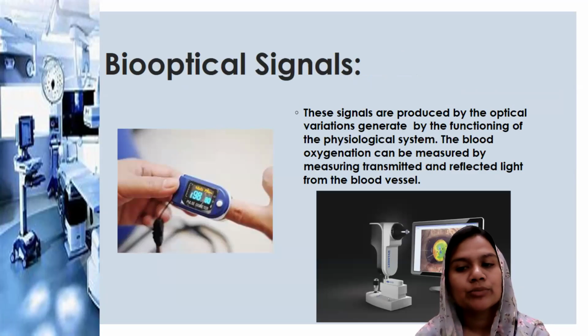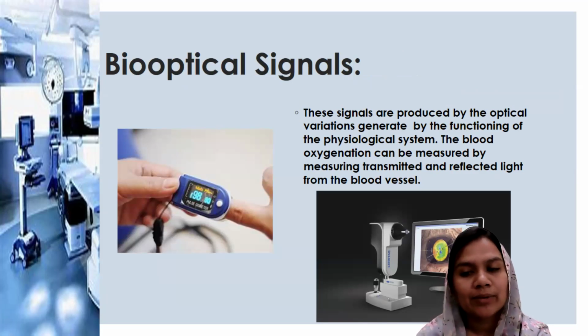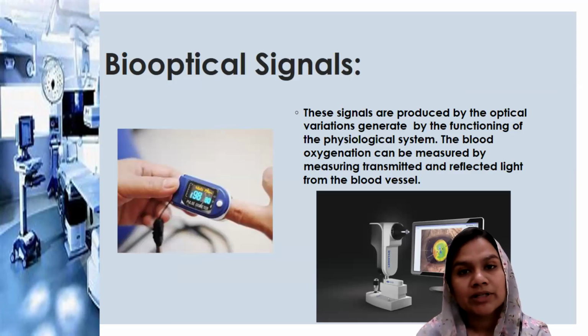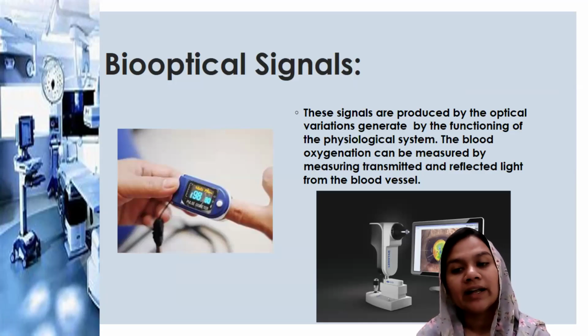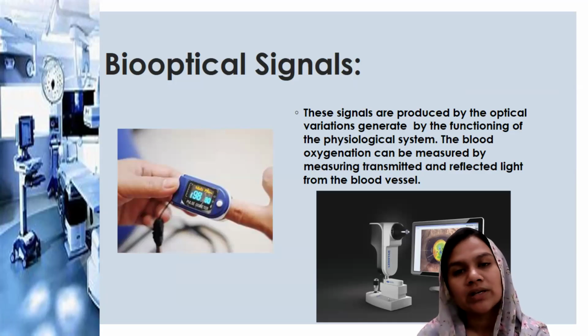These signals are produced by optical variation generated by the functions of physiological systems. One example is that the blood oxygen level can be measured by transmitting light, and the reflected light from the blood vessels is measured, and this shows the exact value of the oxygen level.